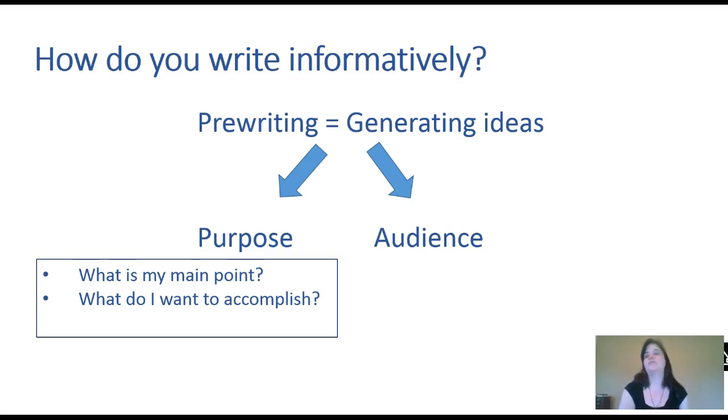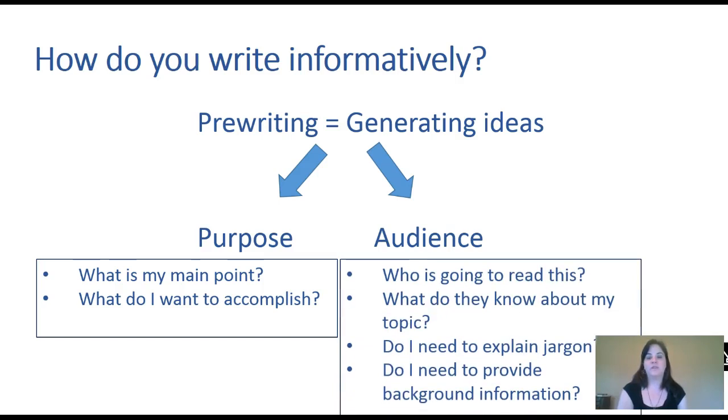When you know you're writing informatively, you need to consider your audience to make sure that you're providing enough information so that your audience completely understands your topic. You might want to ask yourself the following questions. Who is going to read this? And what do they already know about my topic? By determining that, you will learn if you need to explain any jargon or specified vocabulary terms, and if you need to provide additional background information to ensure that your audience will really understand your topic. After you've generated some ideas and considered your purpose and your audience, it's time to start drafting.